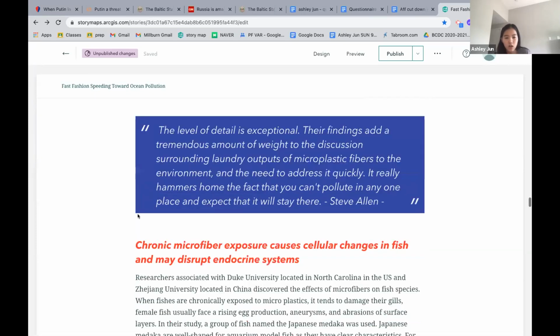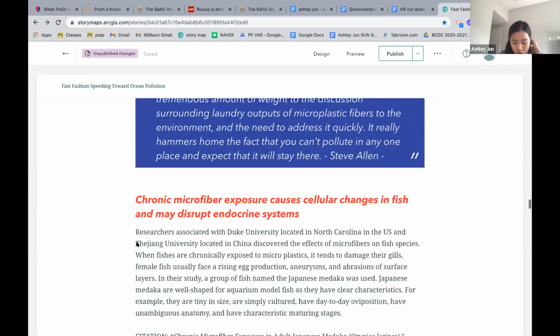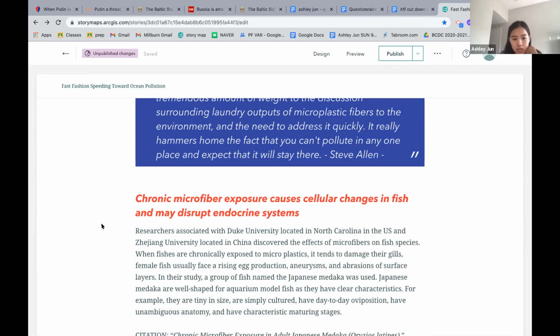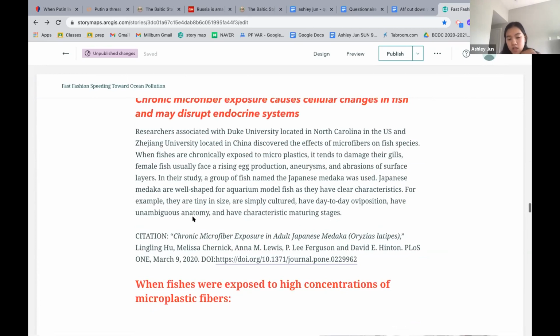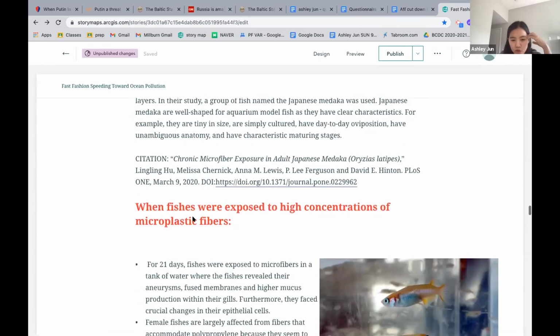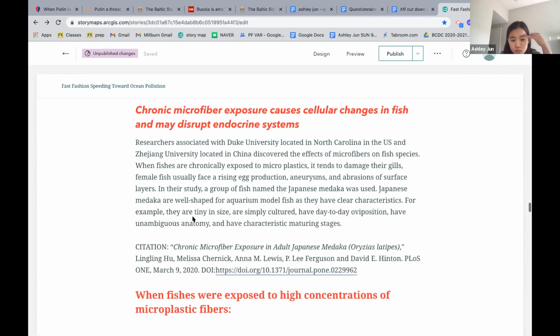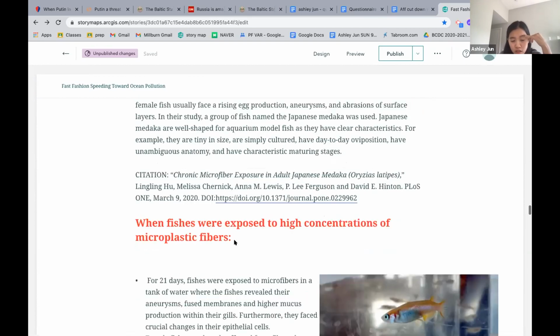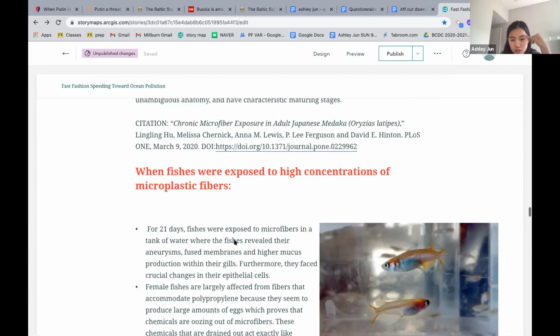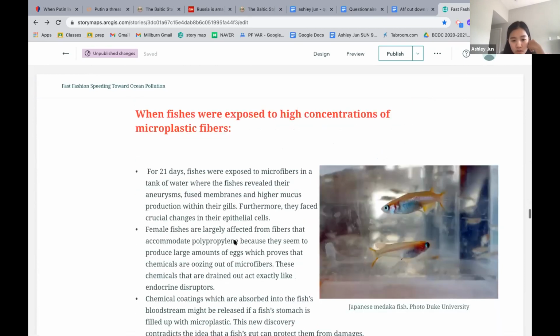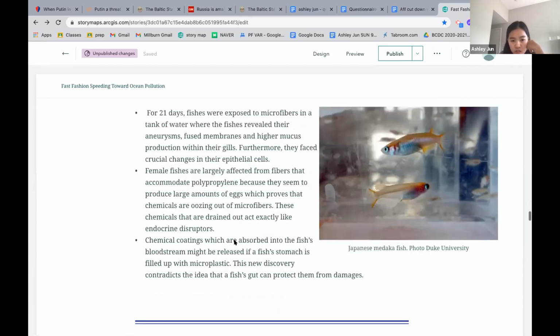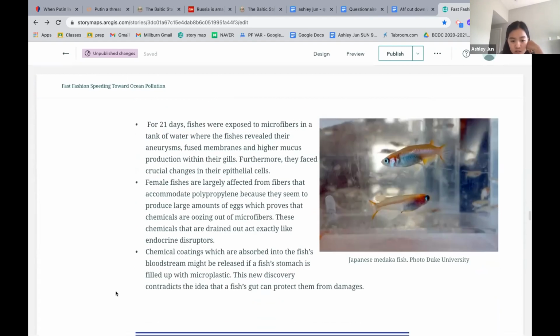And here I talk about how microfiber exposure can harm the fish in the oceans. This is another experiment that I looked up, conducted by Duke University using Medaka fish. And here are the results of what actually happened.